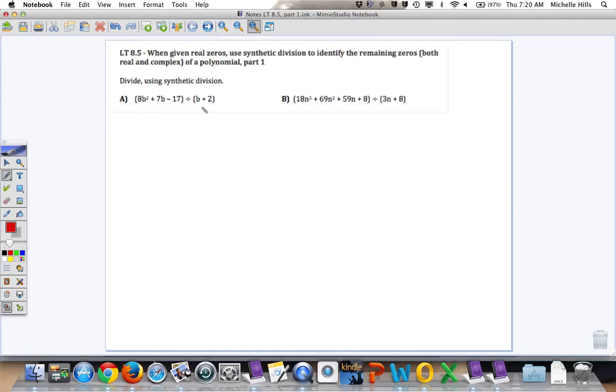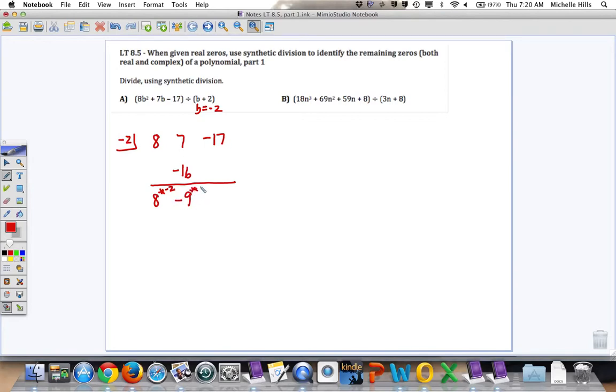If b plus 2, because I'm finding the zeros of a function, b plus 2 equals 0, then b equals negative 2. So I'm going to do synthetic division with negative 2, and then I'm going to write my coefficients down, 8, 7, and then my constant of negative 17. Now, once I do that, again, if I have any missing terms, I'd put a 0 to hold its place. I bring the 8 down, and then I'm going to multiply that number by negative 2, get negative 16, and write it here. 7 and negative 16 is negative 9.